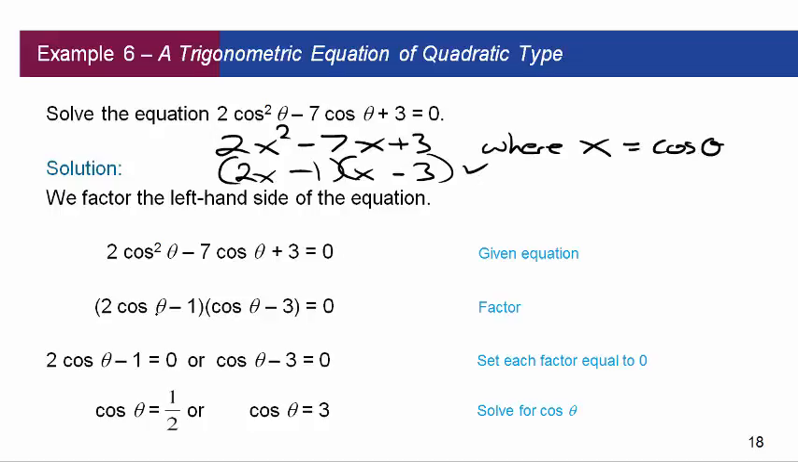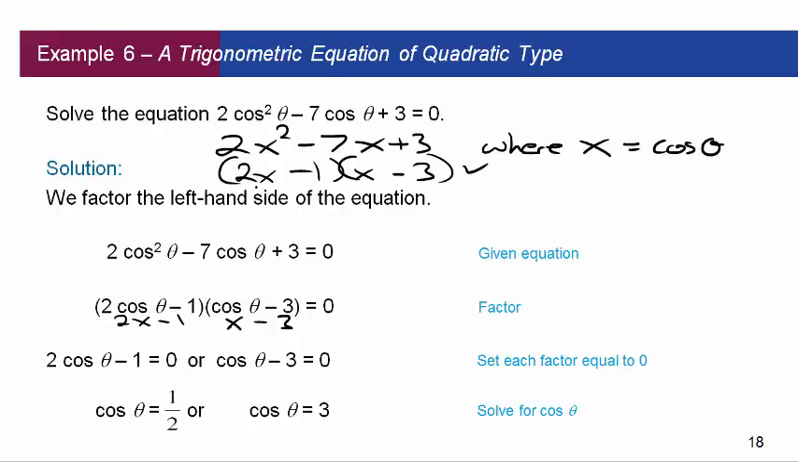Well, that's what's happening down here. Here's my 2x minus 1, here's my x minus 3. So you could always solve it as a quadratic with x, and then when you've got it, just substitute back in the cosine theta instead of the x.